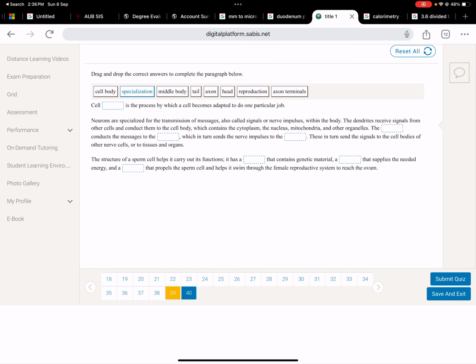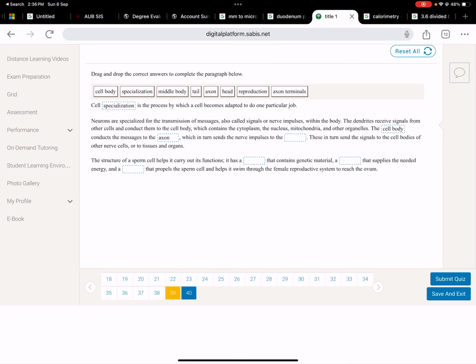So cell specialization is when a cell becomes adapted to do one job. Neurons are an example of that. They send signals or nerve impulses within the body. So we have the dendrites, which receive signals from other cells and conduct them to the cell body. In the cell body, we have the cytoplasm, the nucleus, the mitochondria and other organelles. And then the cell body conducts messages to the axon, which in turn sends the nerve impulses to the axon terminals, and then those send them to cell bodies of other cells or to tissues and organs.